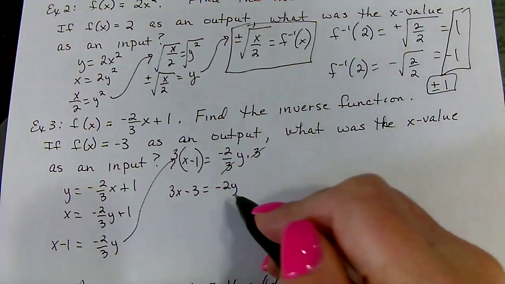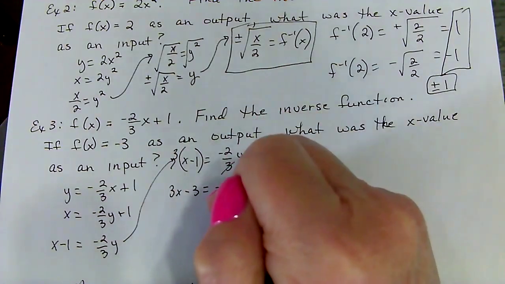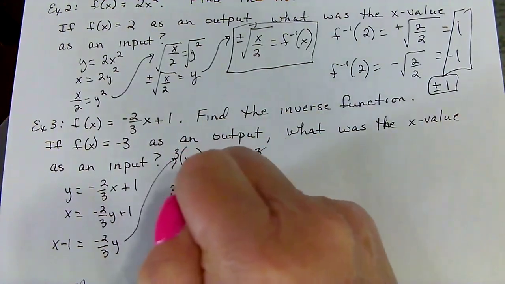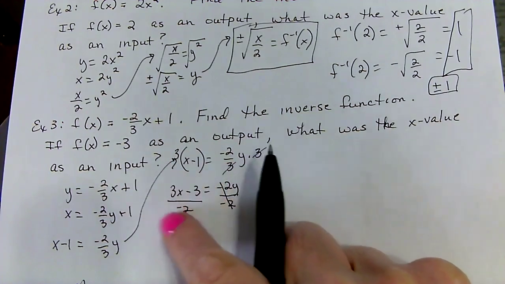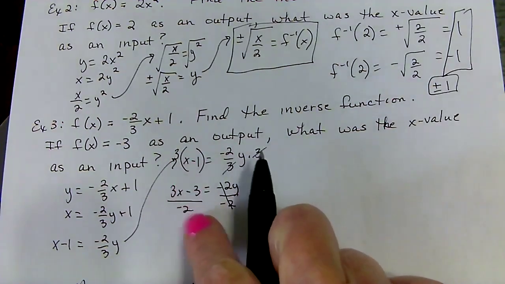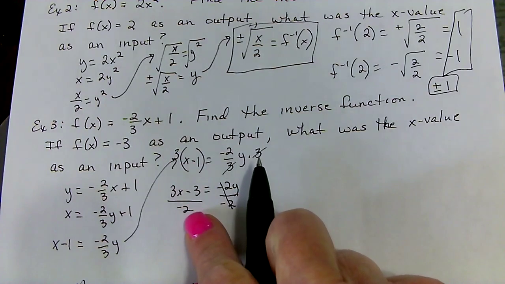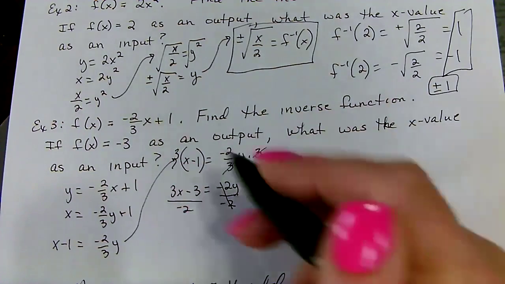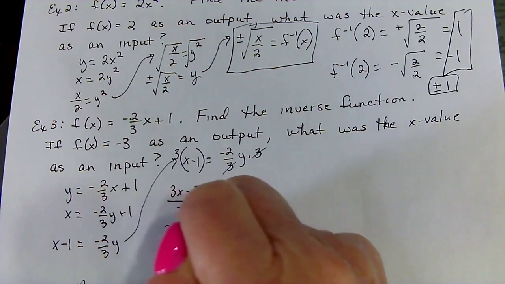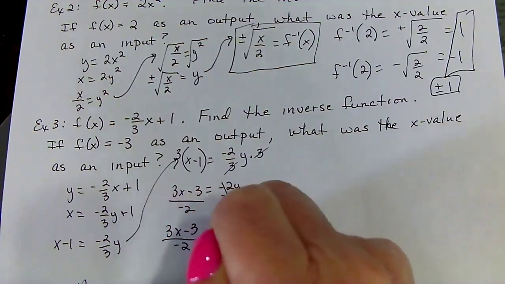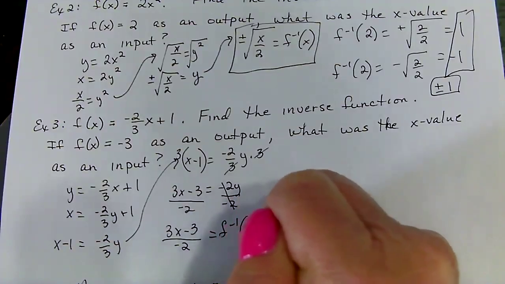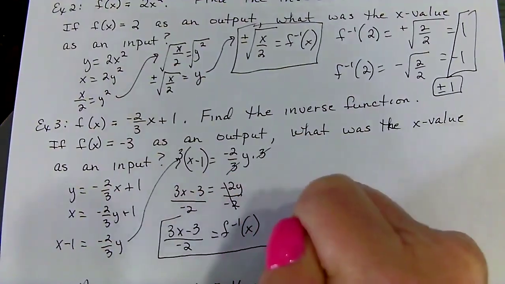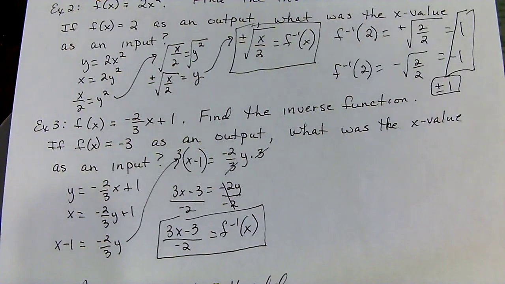Now to get y by itself, I'm going to divide both sides by negative 2. Now you can divide both of these, or you can just leave it like this. I'm going to leave it like this because I have an idea the math's probably going to be easier if I leave it like this. So 3x minus 3 divided by a negative 2 is equal to my y, which I'm going to make f inverse. So there's my inverse function.